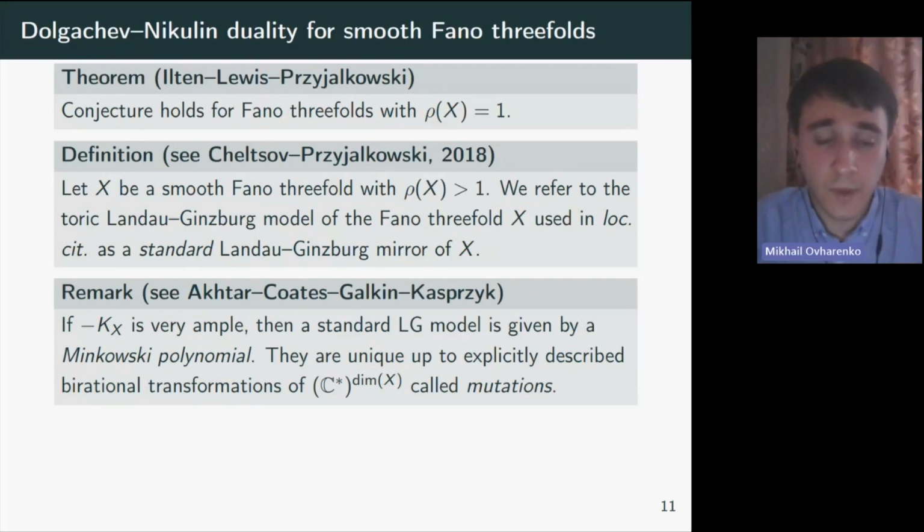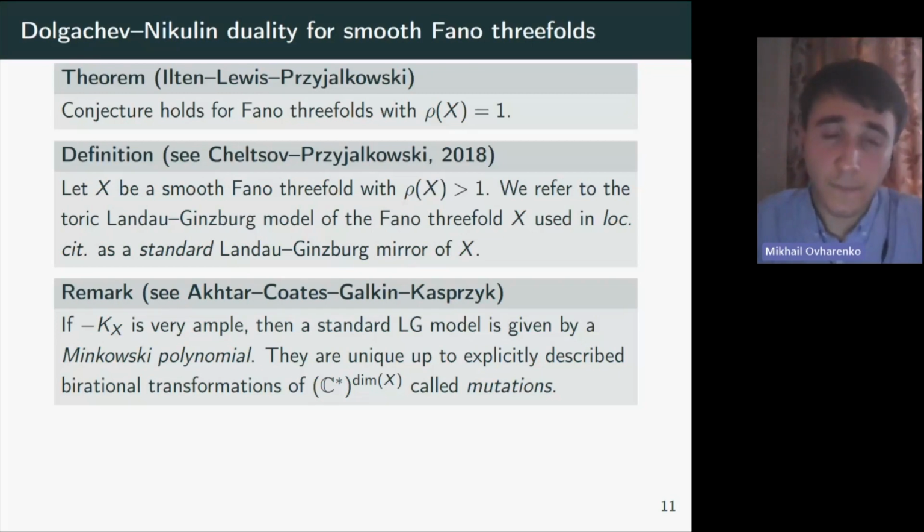and very special integral coefficients, which in some way correspond to decomposition of facets of the Newton polytope into some elementary polygons. And the thing is that they are explicitly classified, and Minkowski polynomials with the same period sequence are connected by explicitly described birational transformations of the torus, which are called mutations.